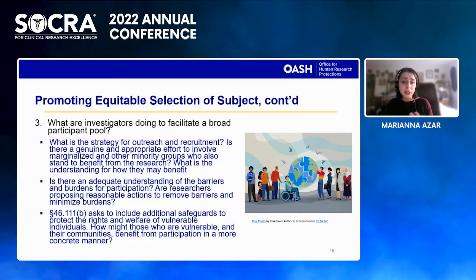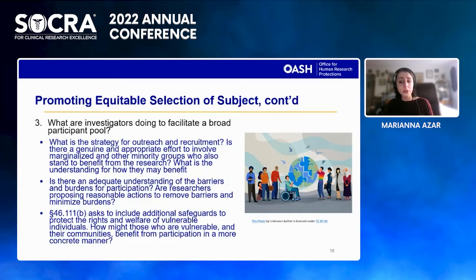Are there any needs, concerns, considerations, or other things that are particular to these groups or to the specific community that you are targeting? What are the particular barriers that might significantly affect the participation of those in the targeted communities? And what are the investigators proposing to do to address these barriers?